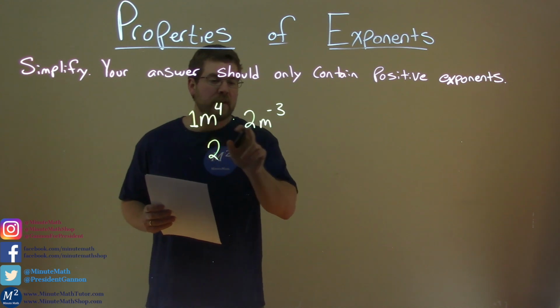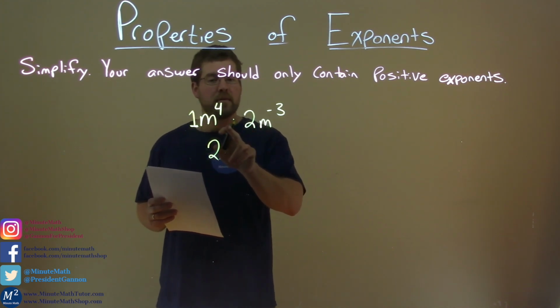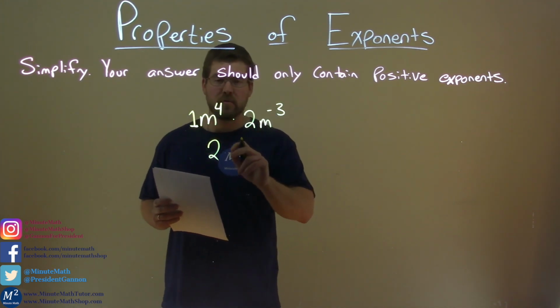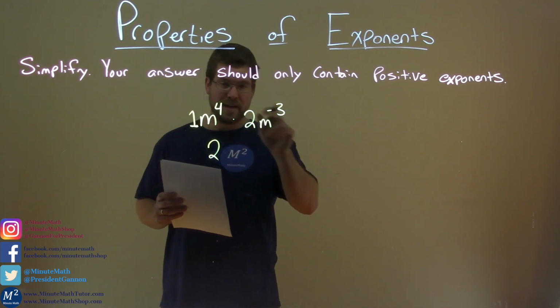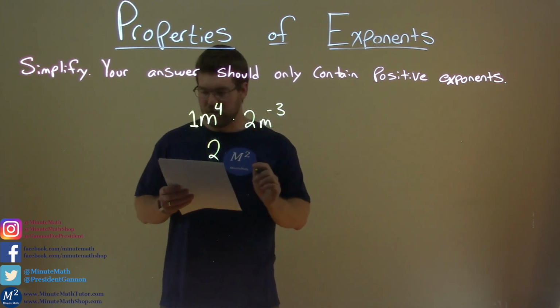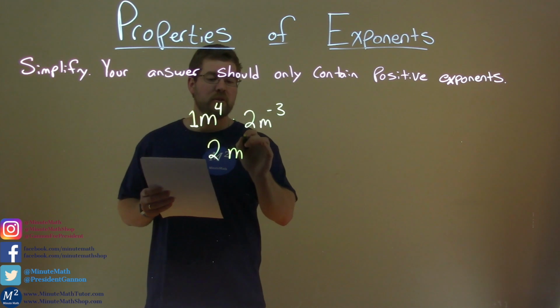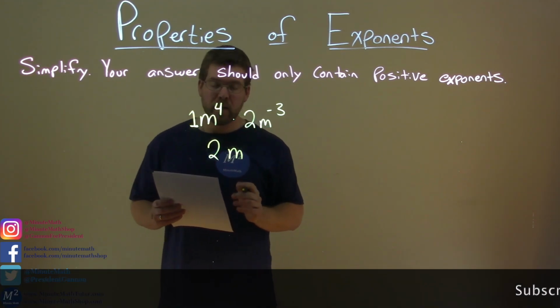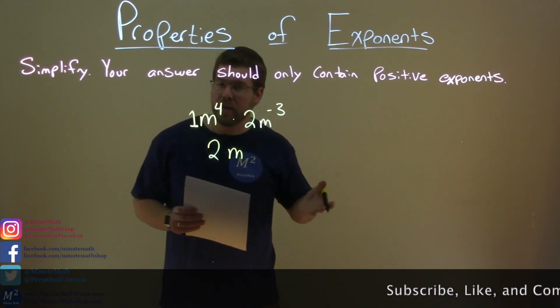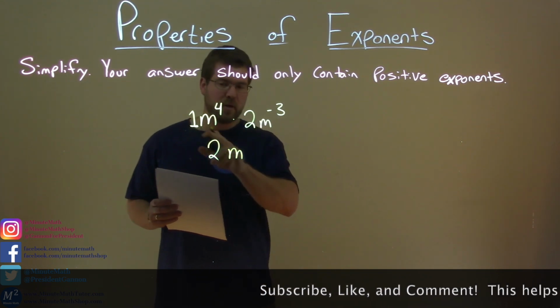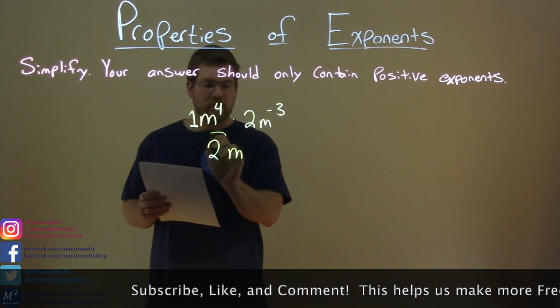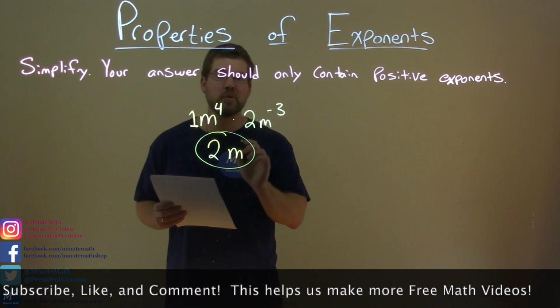When we have the same base and we're being multiplied, we have to add the exponents. So 4 plus a negative 3 is a positive 1. So we have m to the positive 1 power right there, but we don't really need to write the 1 power, just like we didn't write the 1 as a coefficient. And so my final answer here is just 2m.